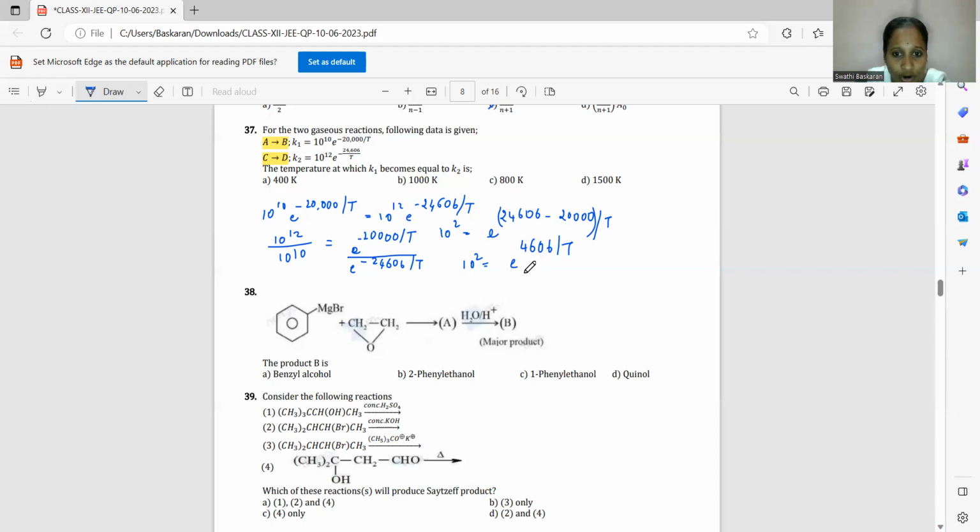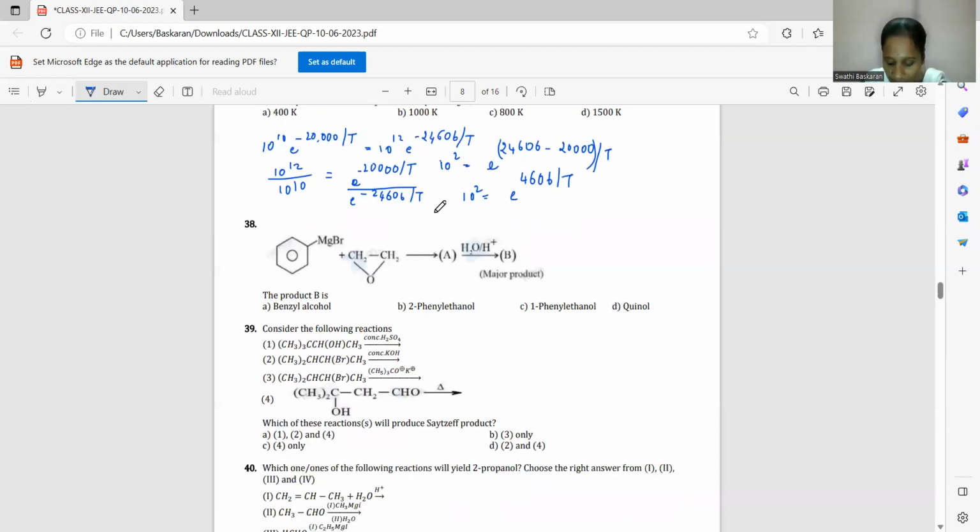Okay. Now applying log on both the sides. So when you apply log on both the sides, you will get 2 log 10 is equal to 4606 by T. Okay. So how much is 2 log 10? Log 10 is equal to 1, so it will become 1. So 2 into 1. Now we require the temperature at which both K1 and K2 will be equal.